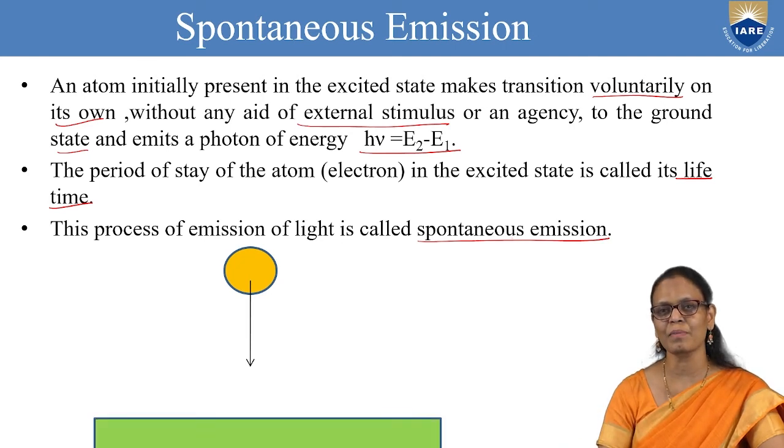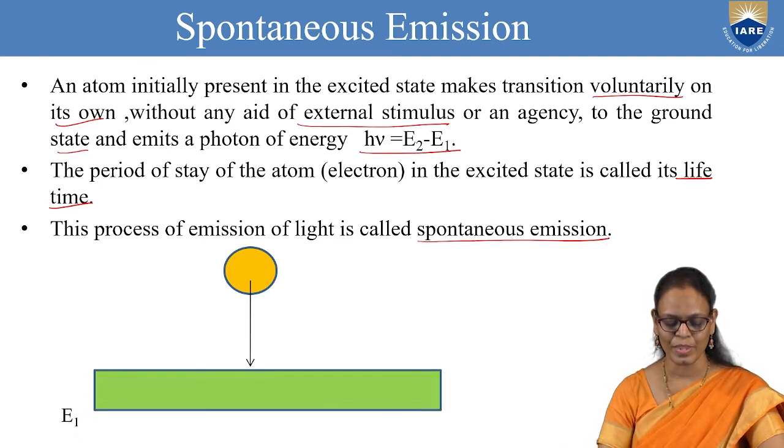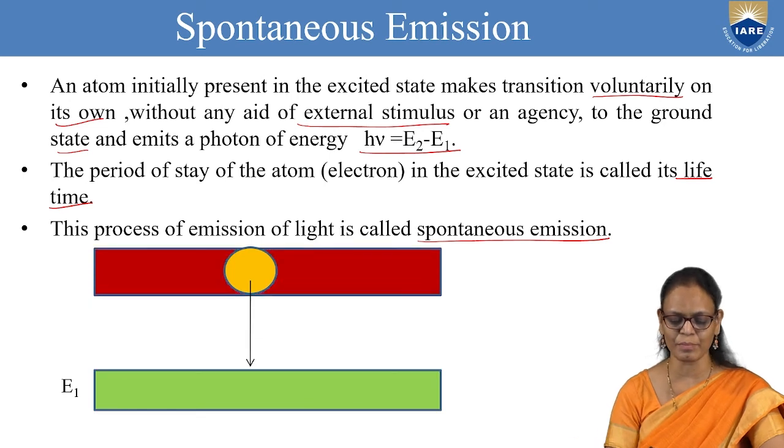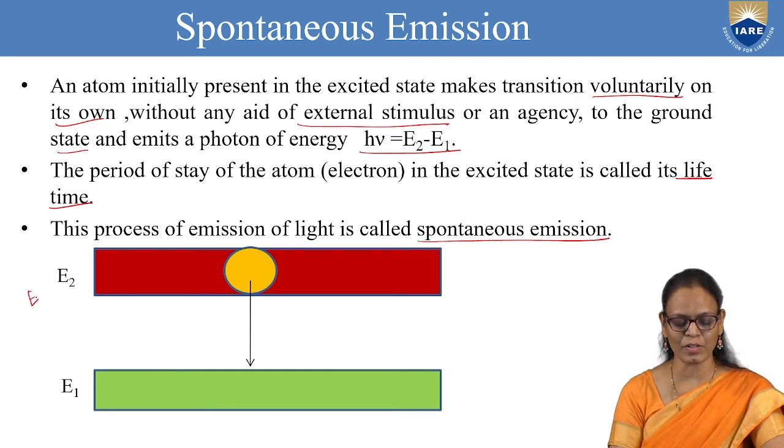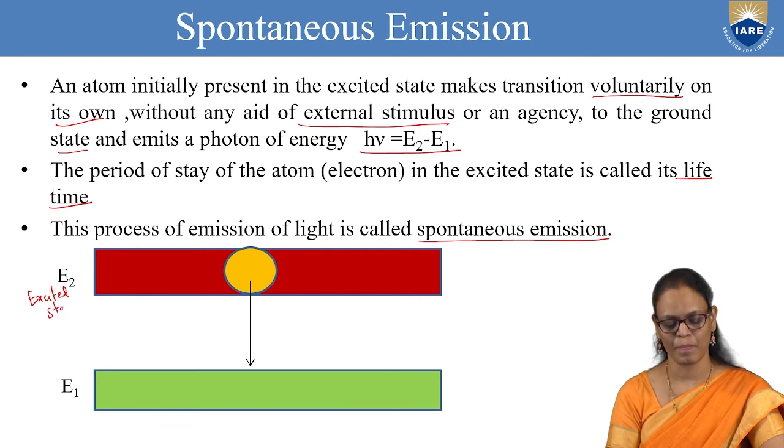So we'll see the animation, how it is being emitted. Now, where is the atom? The atom is in the excited state, E2. This is the excited state, or we call it the higher energy level. And this is E1, which is the ground state.